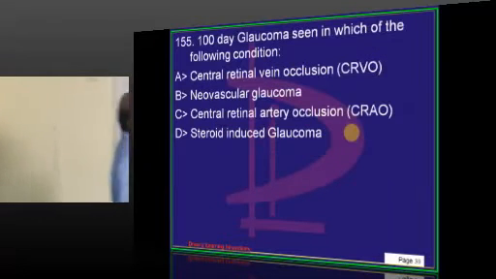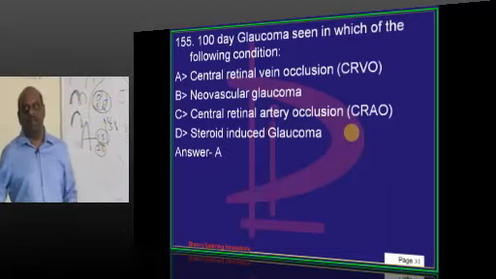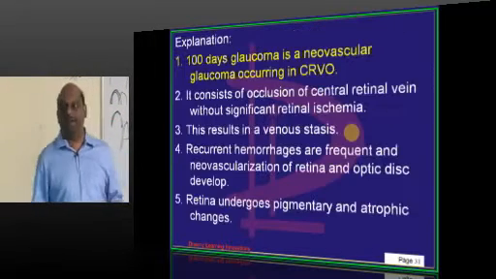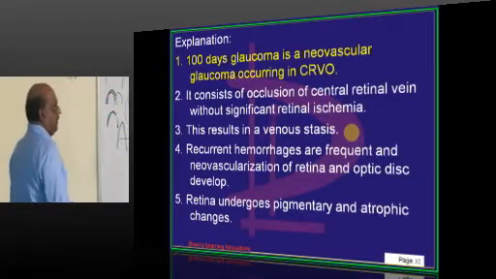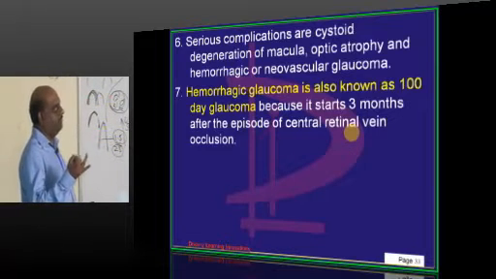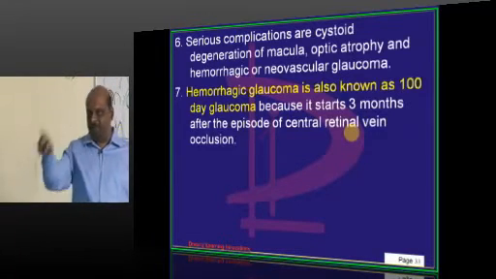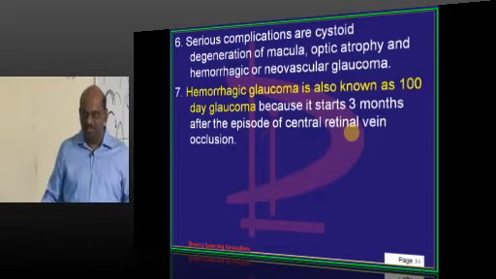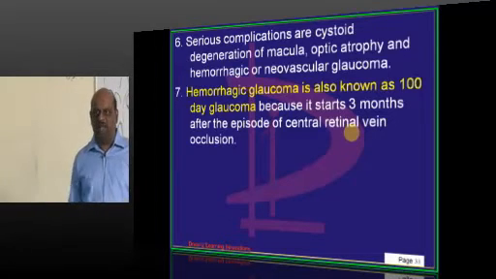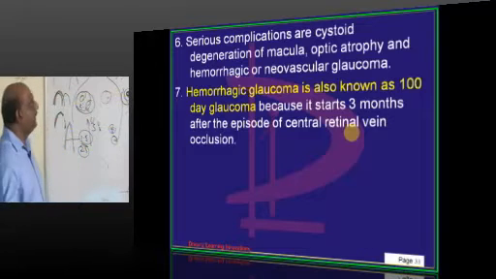Then 100-day glaucoma, one of the favorite questions of examiners. Central retinal vein occlusion is also called 100-day glaucoma. Now CRVO, CRAO, these are the two topics. Where do you find the cattle truck appearance? All these things you have to study. CRAO, CRVO: if you look at ophthalmology, top 20 topics.